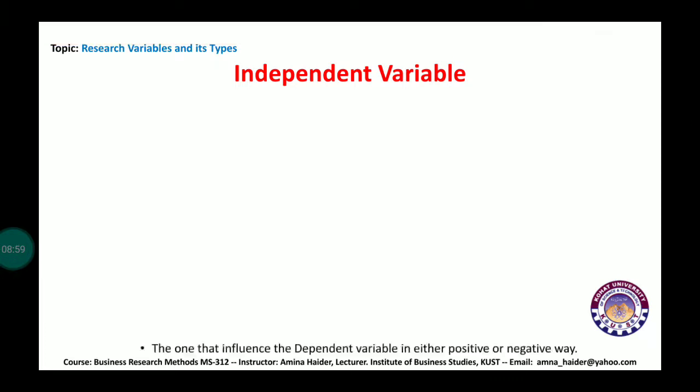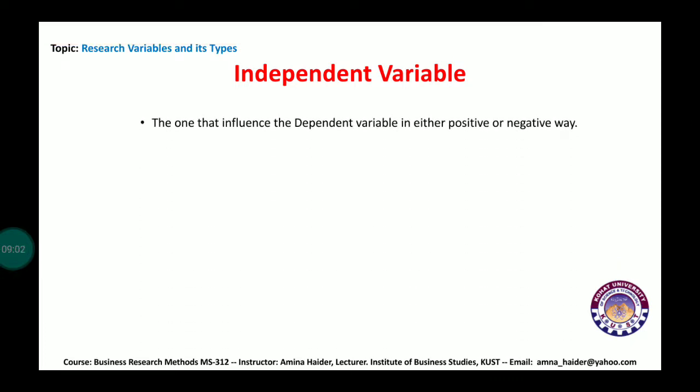Independent variable. Independent variable is the one that influences the dependent variable in either a positive or negative way. So, independent variable, we can call it an action variable. This variable influences the change in the dependent variable, and this change is either in positive terms or in negative terms.